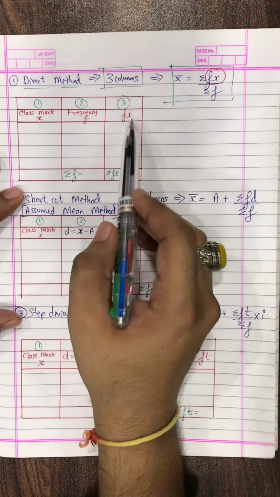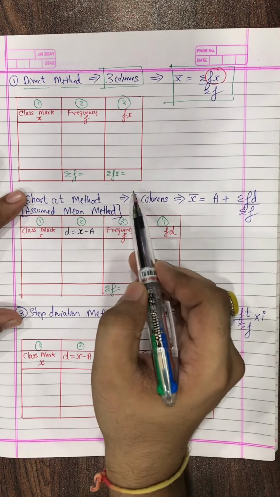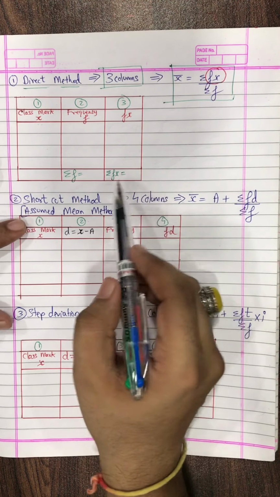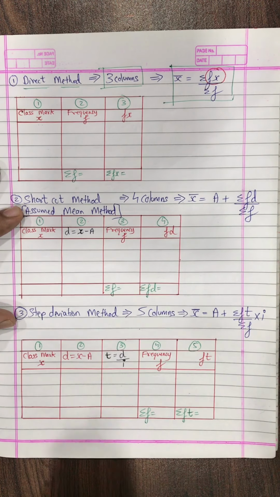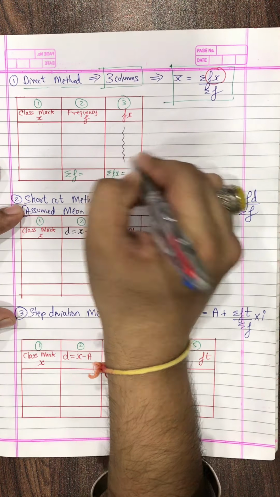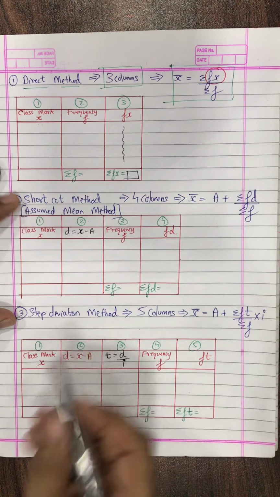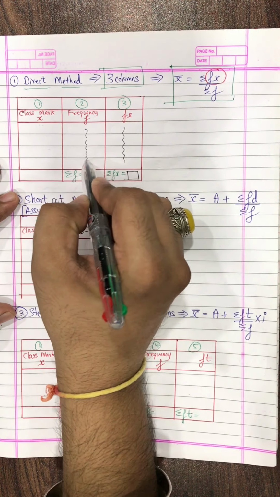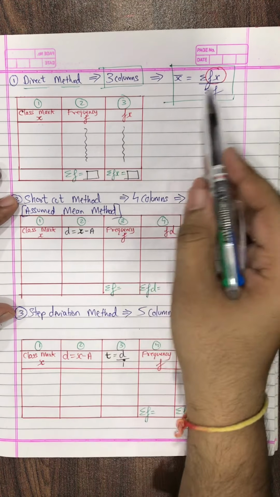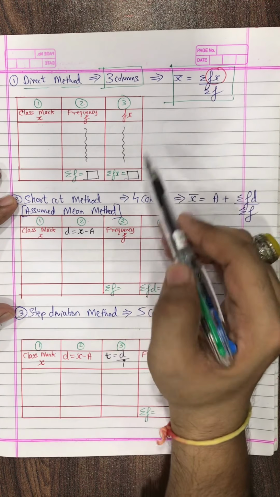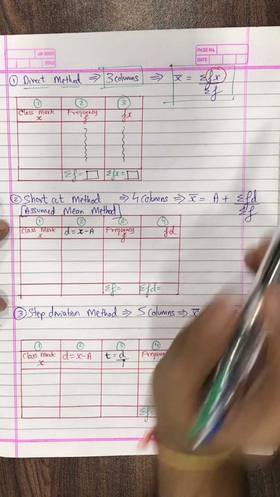Now when we add all the values of fx, that addition is called summation in maths, denoted by this Greek alphabet. When I add all these values of fx, I get summation fx here. When I add all the values of the frequency, I get summation f. Then I substitute in the formula: in place of summation fx, this value, in place of summation f, this value. And in 1 minute, I'll get the answer.